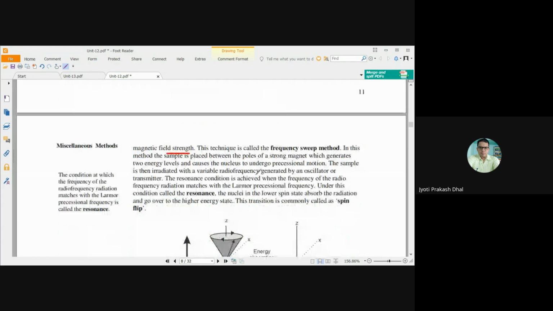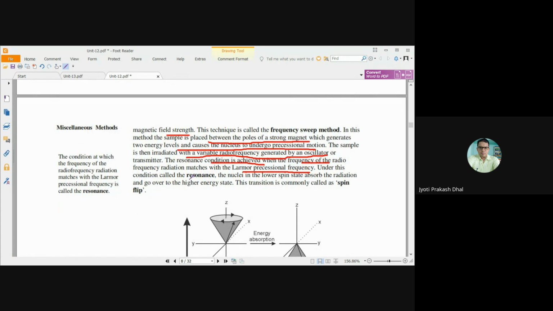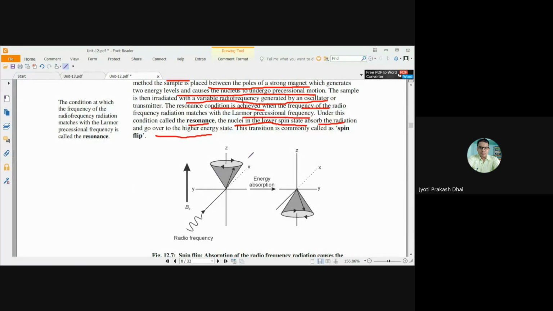In this method, the sample is placed between the poles of a strong magnet, which generates two energy levels that cause the nucleus to undergo precessional motion. The sample is then irradiated with a variable radio frequency generated by an oscillator and transmitter, and the resonance condition is achieved when the frequency of the radio frequency radiation matches the Larmor precessional frequency. Under this condition, called resonance, the nuclei of the lower spin state absorb the radiation and go up into the higher spin state, and the transition is commonly known as spin flip.